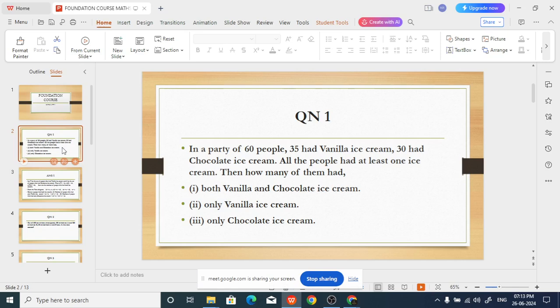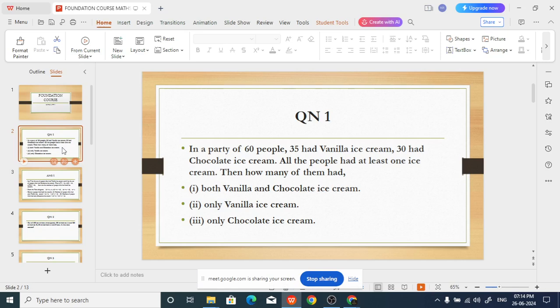Normally, this is called set theory, or in another word, it is called Venn diagram. Have you heard of this word Venn diagram? Yes, sir. Okay, Venn diagram. I'll show you a picture.